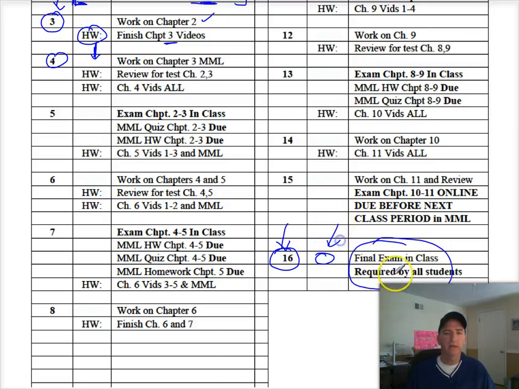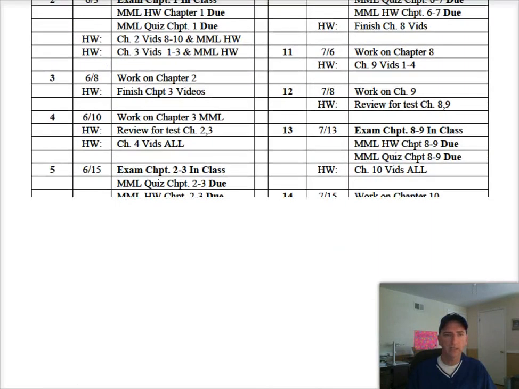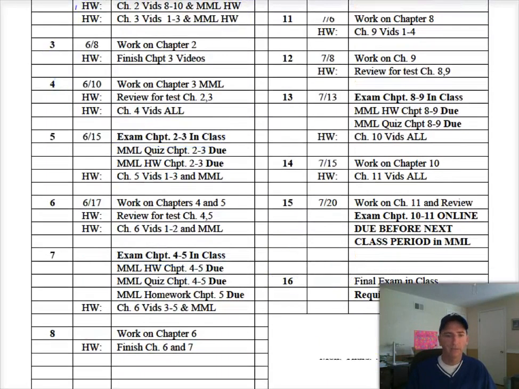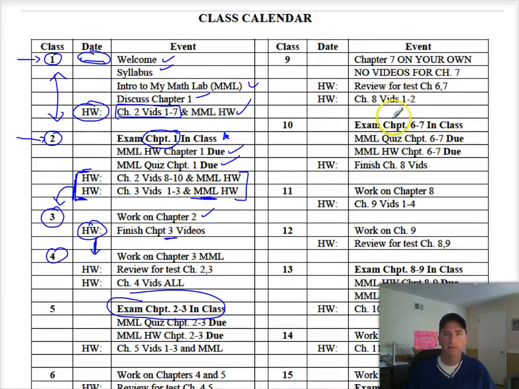So make sure that you have all of those test dates written in your calendar. Again, here are the test dates. They're in bold. That's an exam right there. Here's an exam right there. And on it goes. There's another exam for you right there.